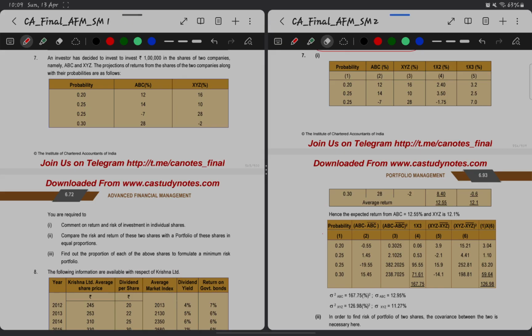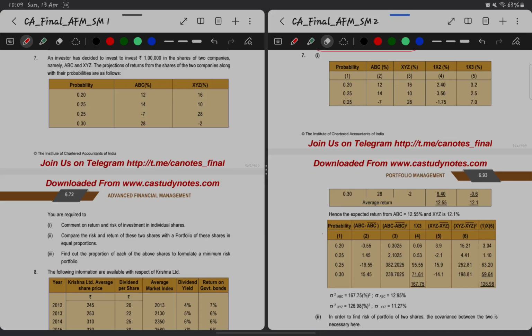So to comment on risk, first we have to take the expected return, then we can compare, and risk is nothing but the standard deviation. The second requirement is to compare the risk and return of these two shares with the portfolio of these shares in equal proportion. So the second requirement is portfolio risk, so standard deviation of portfolio, and proportion is also given, 50%.